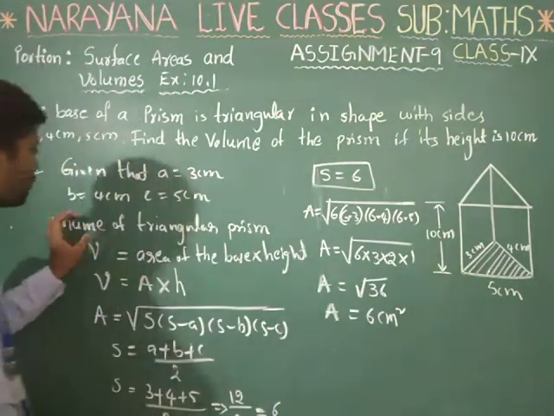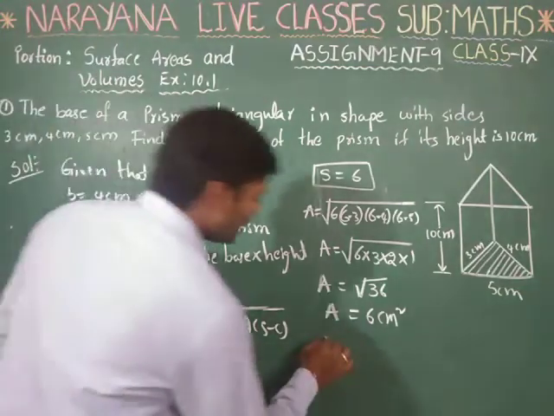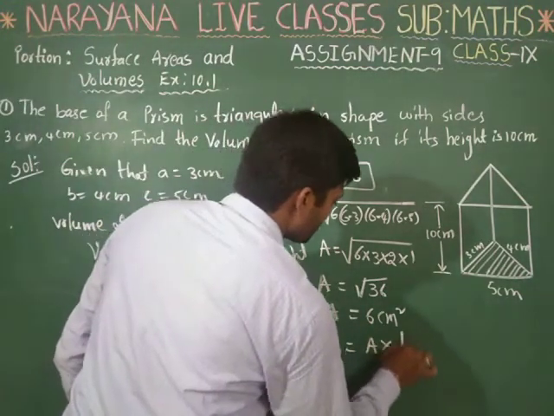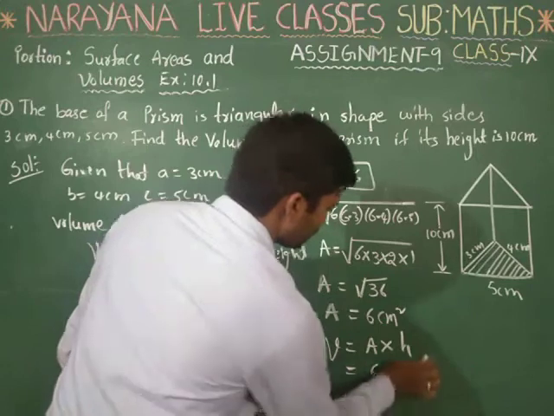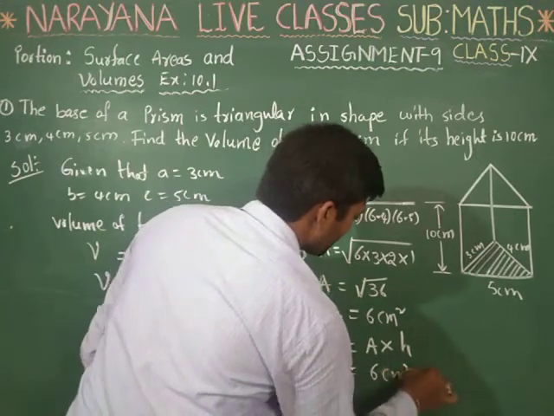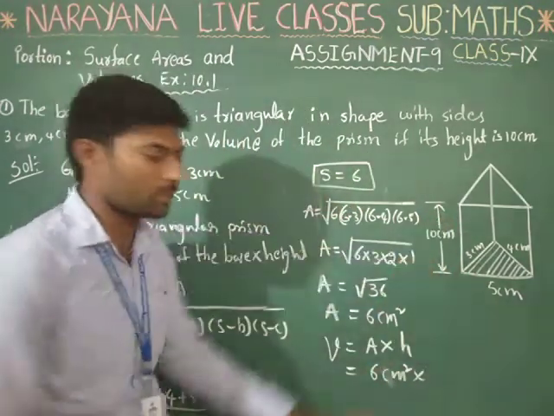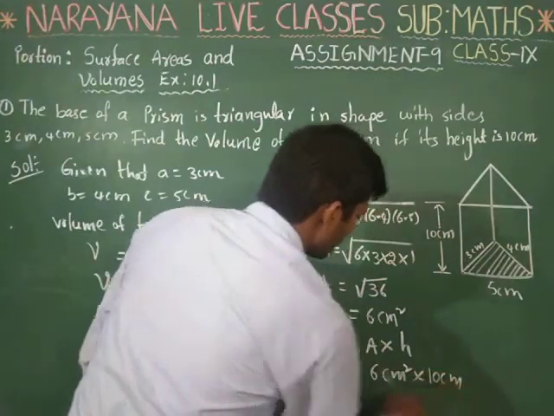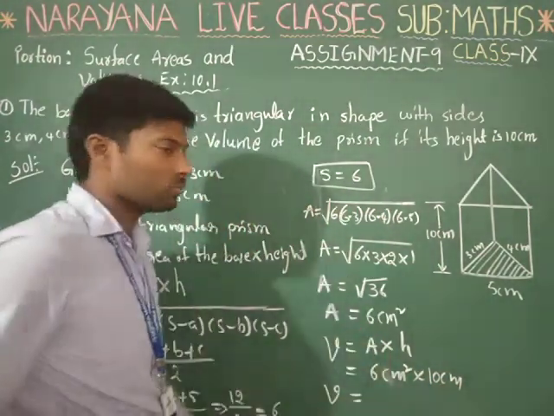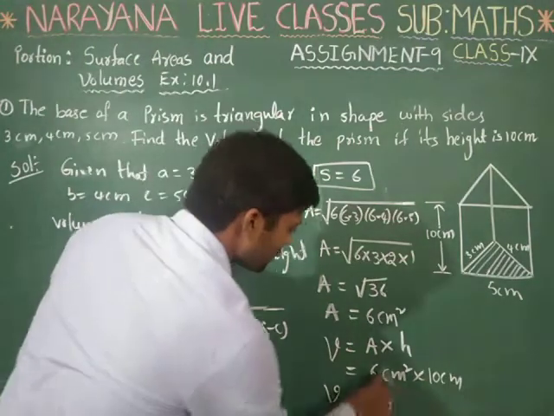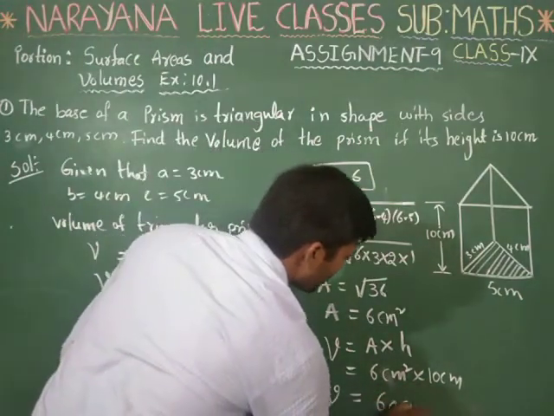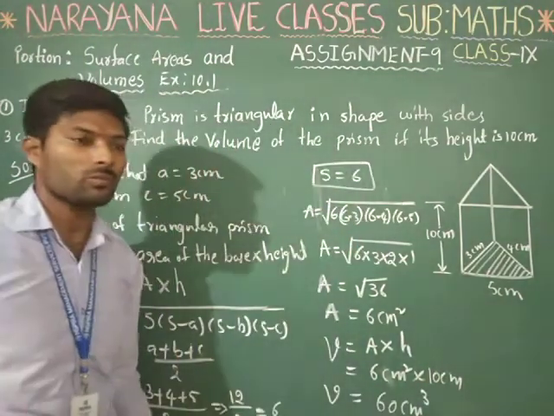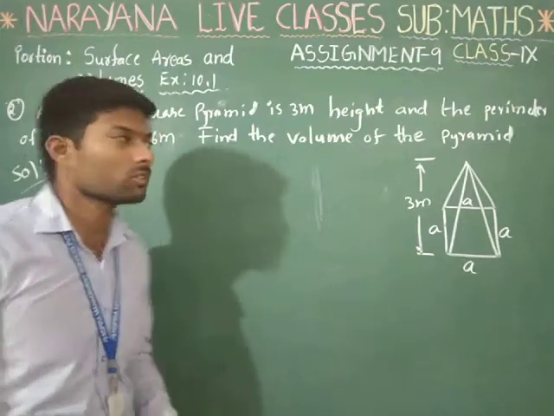Now you have to find the volume of the triangular prism. V is equal to A into H. A is equal to 6 square centimeter into H is equal to 10 centimeters. So if you multiply this, the volume of the triangular prism is 6 tens are 60 cubic centimeters. So let us move on to the second question.